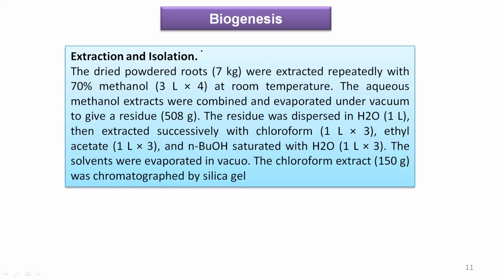And the last thing we have to learn is extraction and isolation. They took the plant material and characterized it, but how did they extract and isolate from that Piper nigrum, or black pepper? The dry powdered roots, 7 kilograms, were extracted repeatedly with 70% methanol, right? At room temperature. The aqueous methanol. What is this, 3 L times 4?